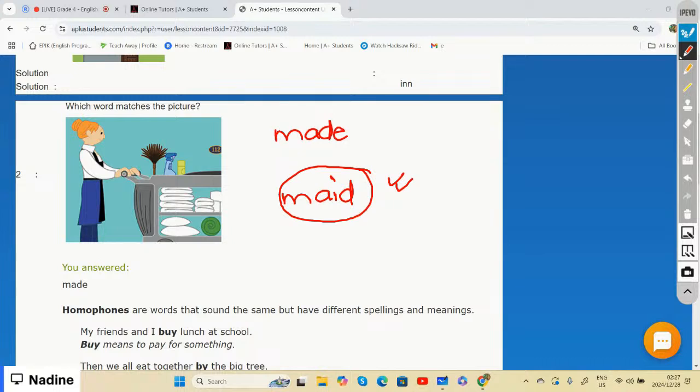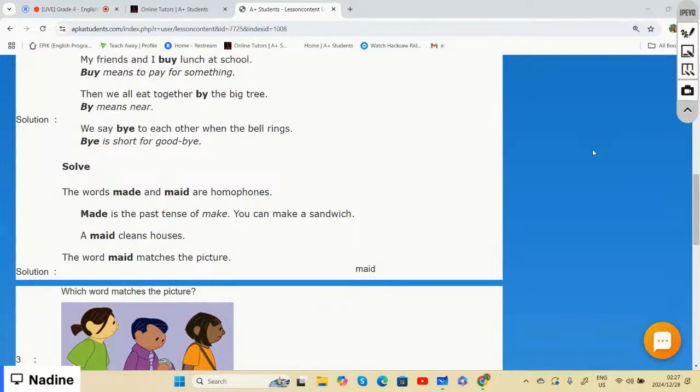It's a maid. This word made is basically the past tense of make. It's like you make something, but it's the past tense. So you can just say, I made something, right? So well done. All right.